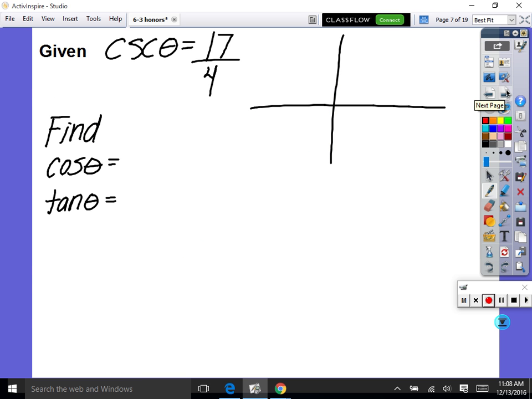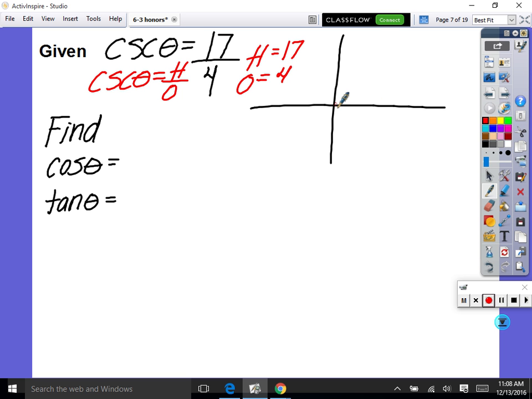Okay, given that cosecant is 17 over 4, find cosine theta, tangent theta. So first of all, what is cosecant? It's the reciprocal of sine. So sine is opposite over hypotenuse. So this must be hypotenuse over opposite, correct? Everybody good? So now if that's positive 17 and then opposite is 4, hypotenuse is going to be 17 and our opposite side from theta will be 4.